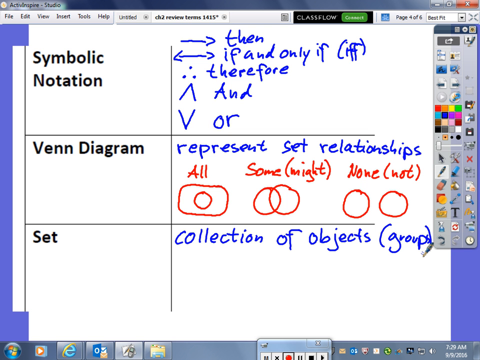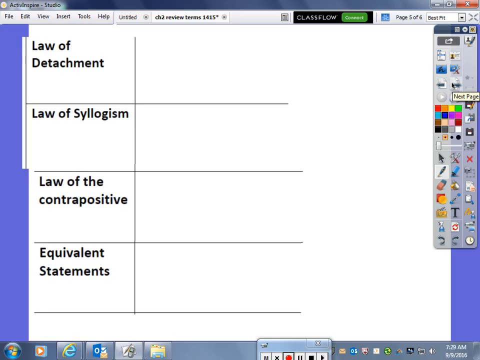Then let's talk about our laws of logic, the laws that we use when we perform deductive reasoning. The law of detachment uses one fact only. Remember, detached means something is removed, is apart from something else, or from everything else really, and it uses only one fact. The way it's structured is usually: if P, then Q. P is true, therefore Q is true.